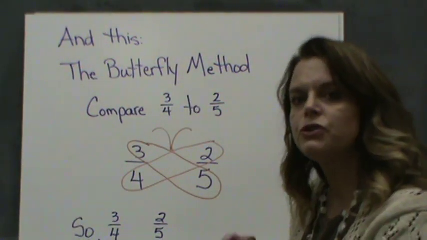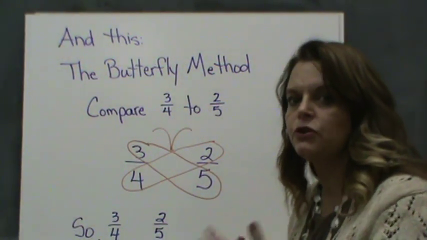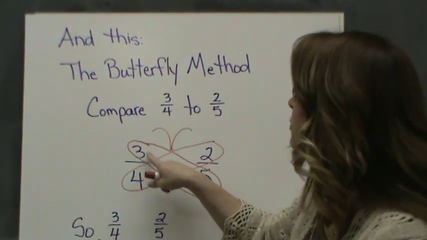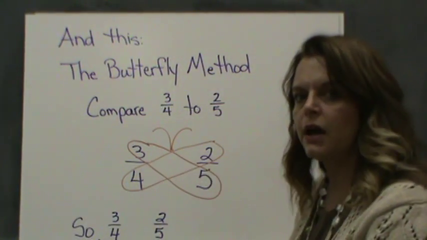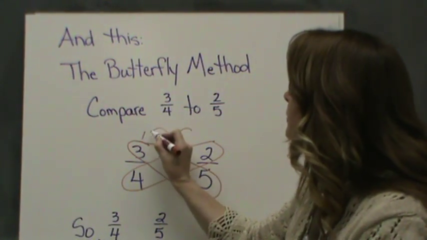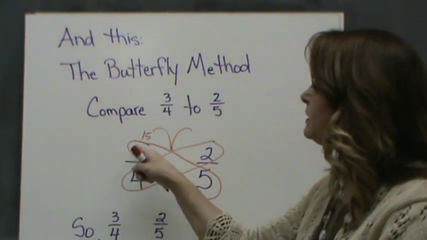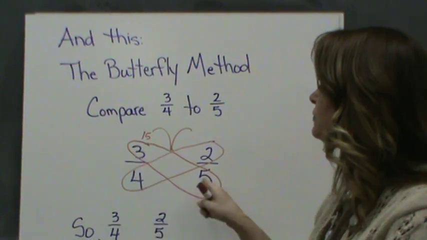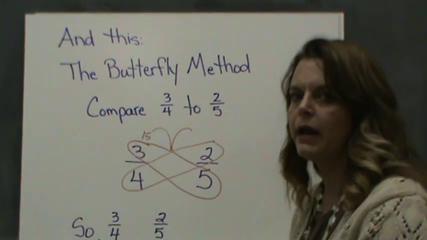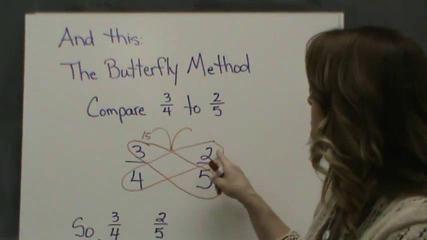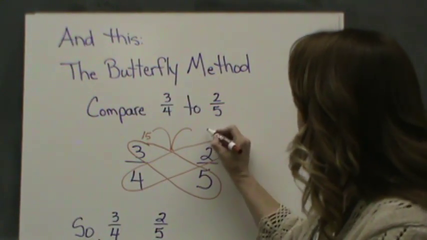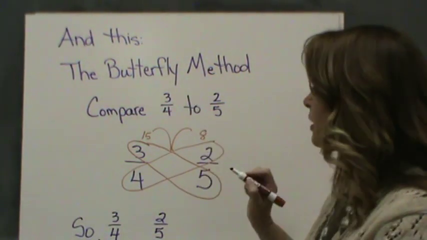Well, now it's easy because you know your basic multiplication facts and you're just going to put those to work. So 3 times 5 is 15. So I'm going to put that over my 3. Whatever my top over my numerator that I've just multiplied, I'm going to put my answer there. 4 times 2 is 8. So I'm going to put that product there.